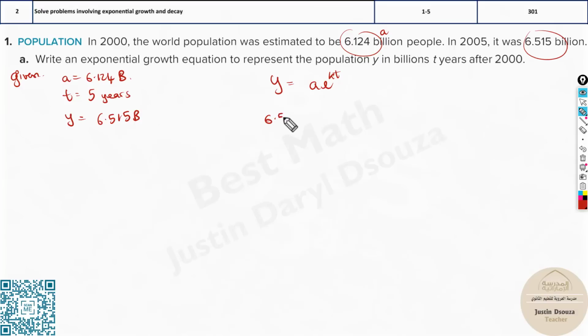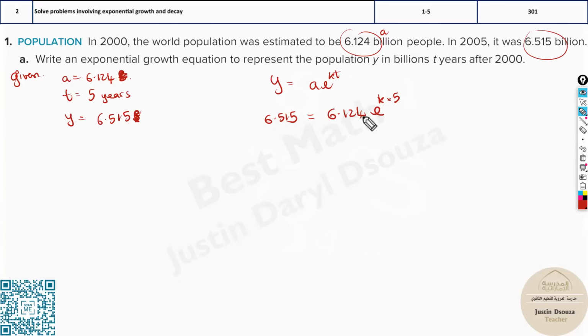Now what we do is we'll just substitute. This is 6.515. Now this is a B. B is billion. Don't write this, okay? I'll just cut it off over here. Not 8, it's B. Equals, what is A? That is 6.124. e is Euler's number, and k is the value we are going to solve for. And time multiplied by time is 5.